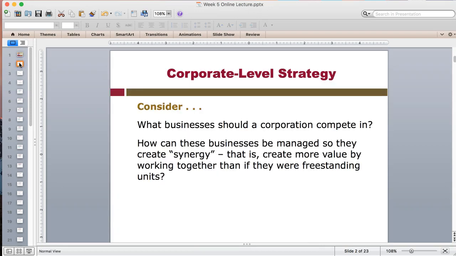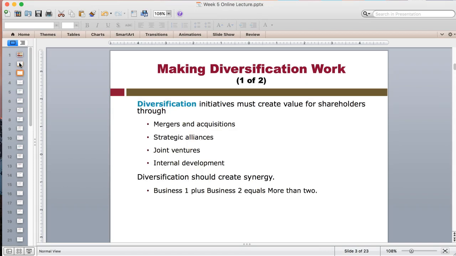And the simplest way to think about this is the question that's being asked is, what business should a corporation compete in? That's really the one we're going to focus on. In other words, looking at your strengths, looking at the trends in the external environment, are you in fact in the right business, or should you be diversifying into other businesses?